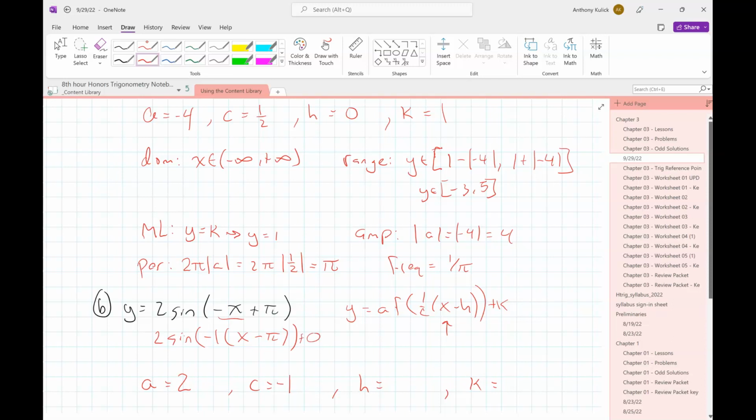So the value for h should be positive pi. Oh, Mr. Kulak. Gotcha. Does everybody see the trick that happened? Got to get it into that factored form before you can tell what h is.